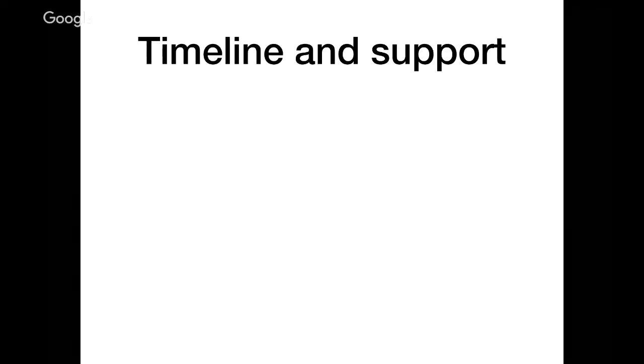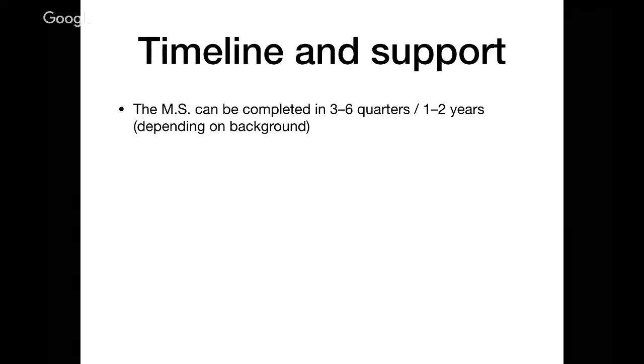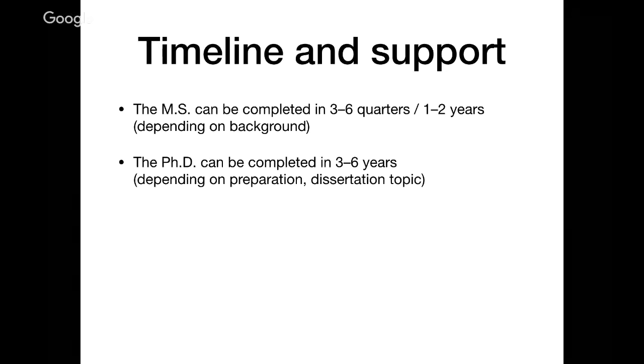In terms of timeline, these degrees are rather different in scale. So the master's could be completed in 3, 4, 5, 6 quarters, so 1 to 2 years. It sort of depends on your background and what you want to do, how fast you might complete. The PhD, on the other hand, can be completed in the number of years that the master's can be completed in quarters. And again, it depends on your preparation.